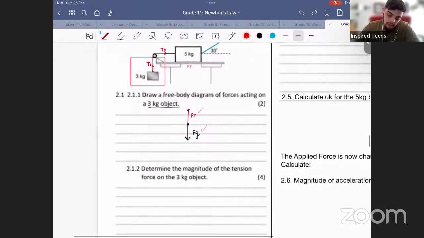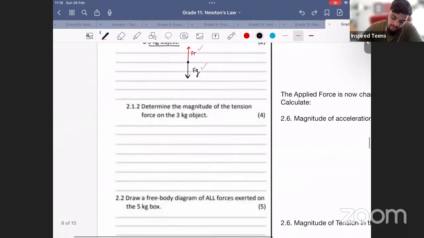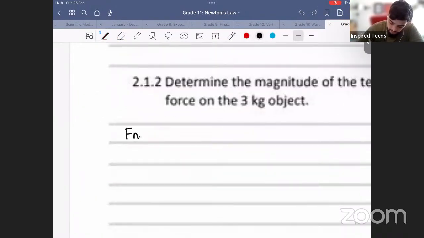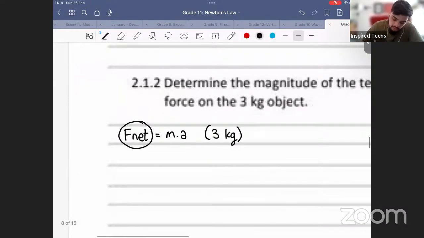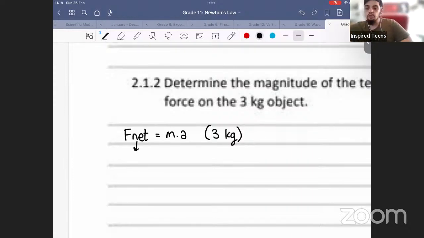What we are required to do is F net is equal to m times a, but just for the 3 kg block. That's it. Someone tell me, how do we open up F net? What's the general thing for opening up F net to separate this into the forces? How do we do it?